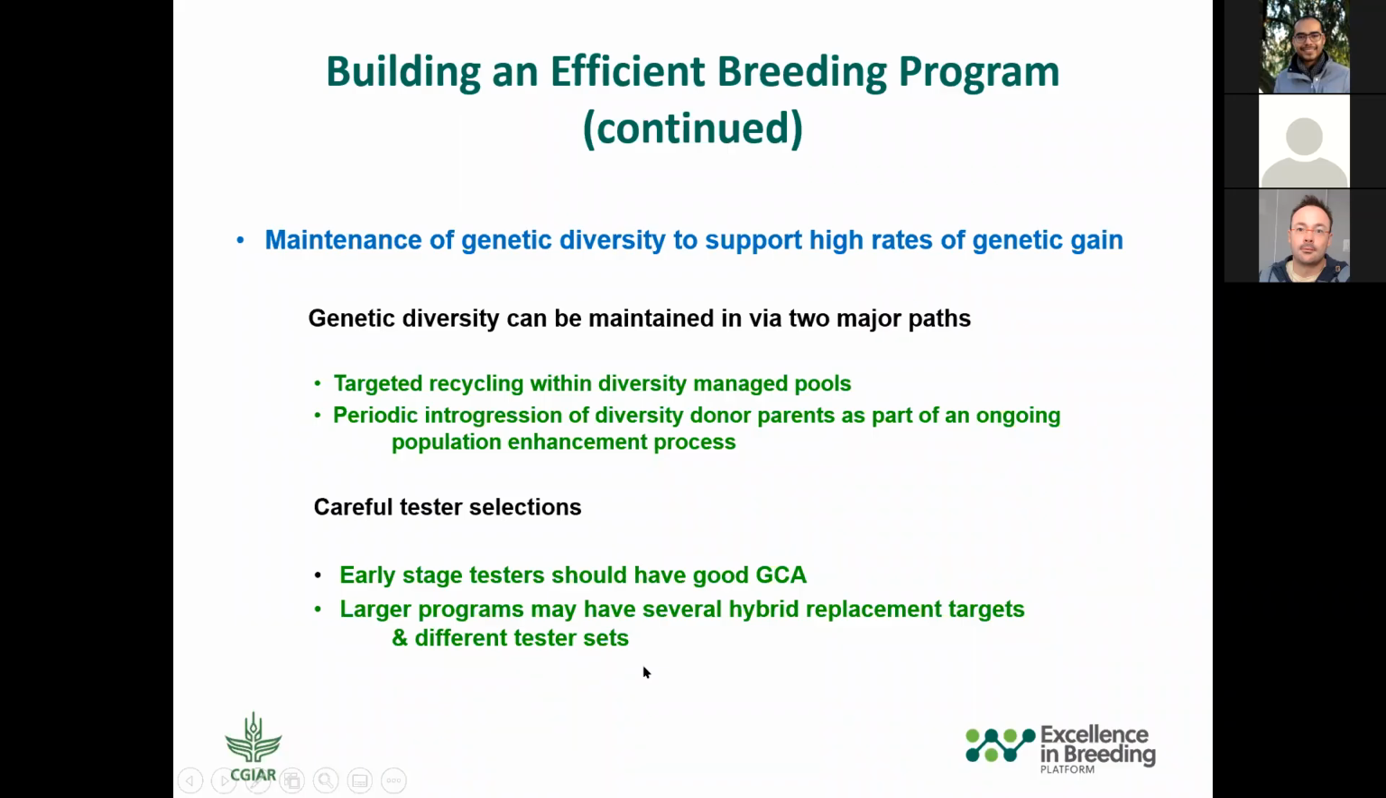You can have targeted recycling within the diversity managed pools, and you can have periodic introgressions of donor parents as an ongoing population improvement process. And most likely you're going to have both of those, but you need to monitor the genetic diversity. You can also carefully select testers, and certainly early stage testers should have good GCA. And once you get into a larger program, you should have several hybrid replacement targets and different testers, and that always is also going to help you maintain genetic diversity.